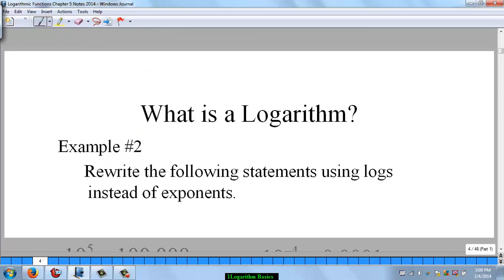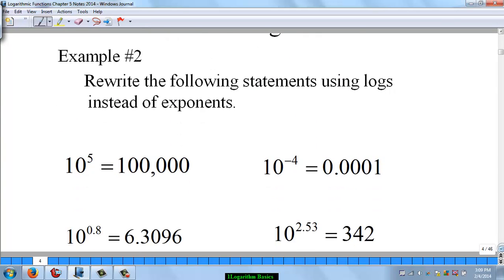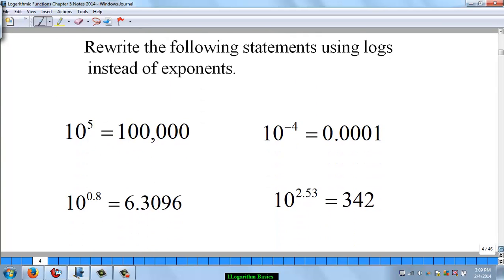Now let's practice some more. Let's take the exponents and write them using logs to practice. So these are all base 10, so I don't really have to show it. So I can say the log, if my exponent is 5, that's what it equals. So I say the log of 100,000 equals 5. And notice it has 5 zeros. Here, the log of 6.3096 equals 0.8.